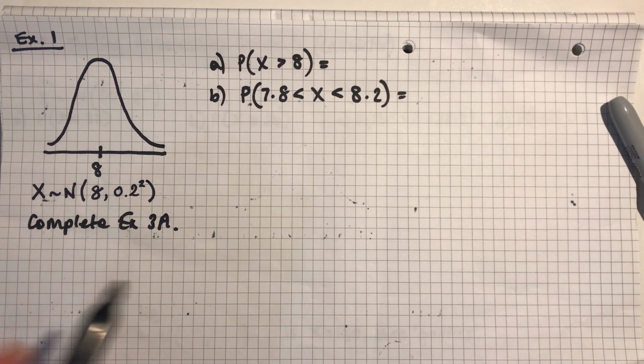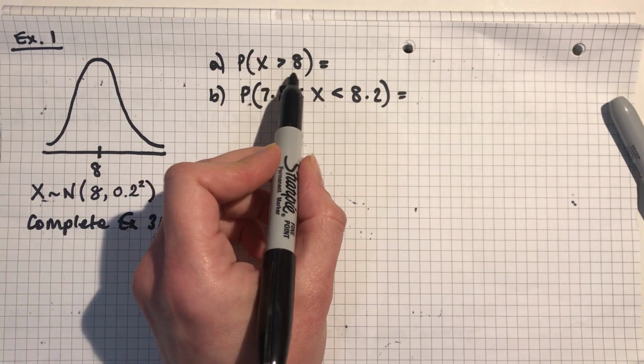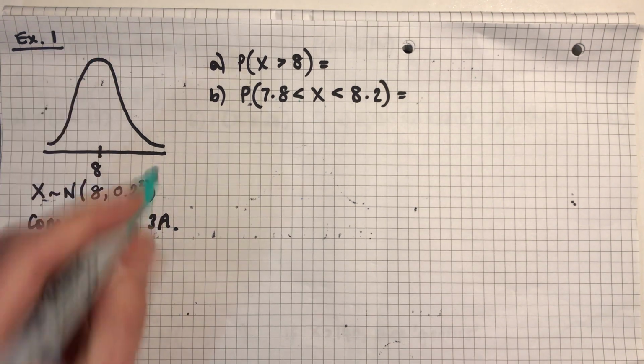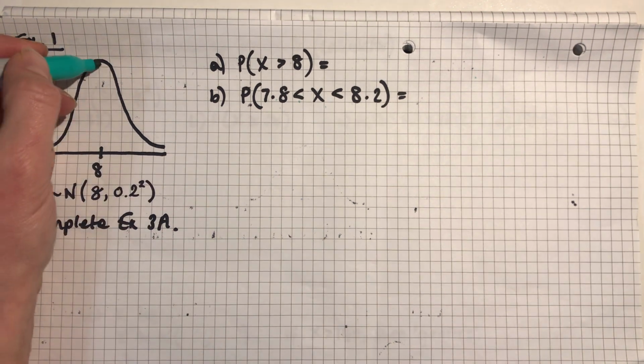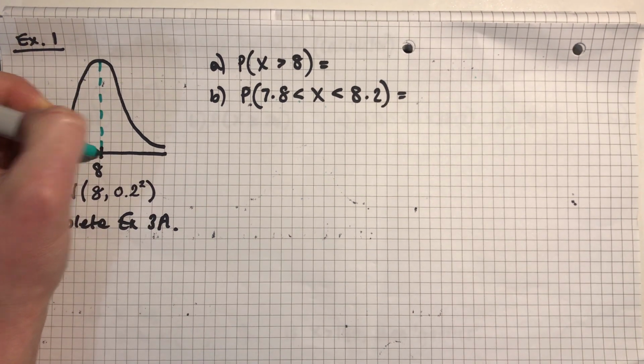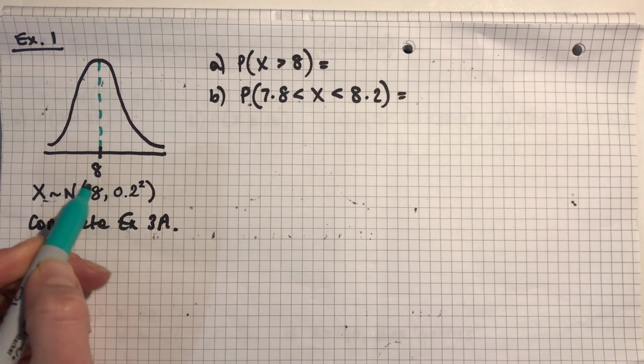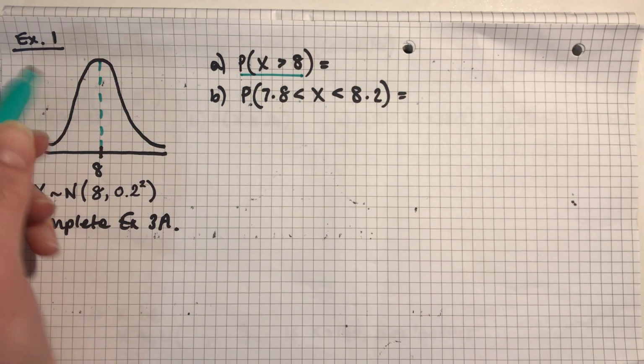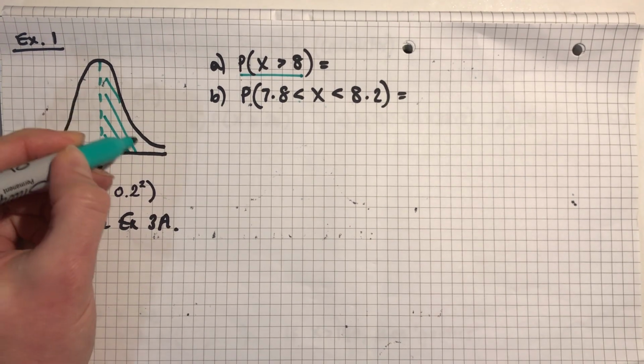So first of all, we are asked to give the probability that x is bigger than 8. This is the way we approach a normal distribution question. We sketch the distribution itself, we mark on where the mean is, so in this case the mean is at 8, so we know that's in the centre of the distribution here, and we highlight the probability that we are asked for. So that's this probability here.